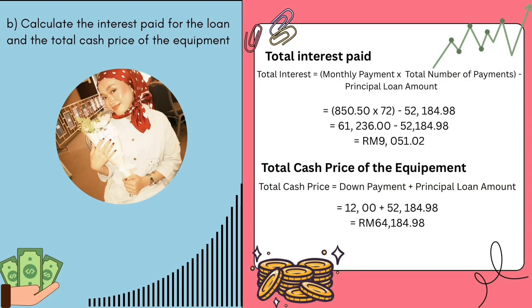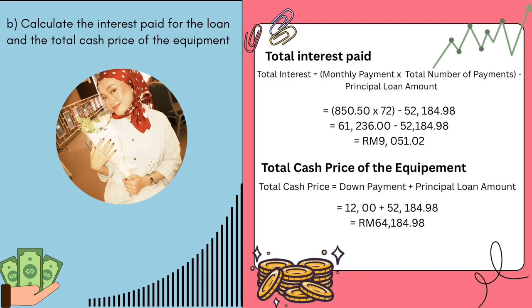Now, we move on to question B, which asks us to calculate the interest paid for the loan and the total cash price of the equipment. First, we calculate the total payment made to the bank. Total payment equals monthly payment multiplied by total number of payments. Total payment equals 850 ringgit and 50 cents multiplied by 72. Therefore, the total payment is 61,236 ringgit.